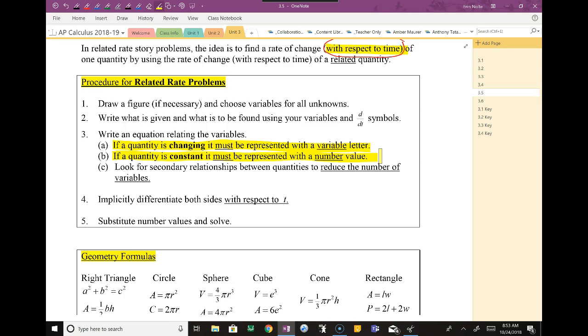Then number 4, we're going to explicitly differentiate with respect to time. So we're just doing what we did in the last section, but now everything is with respect to time. And then we substitute our values back in. Sound easy? No.